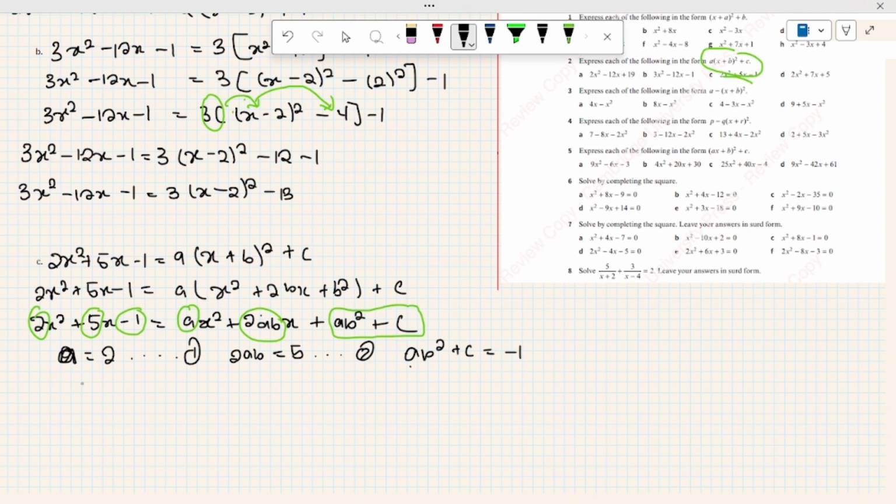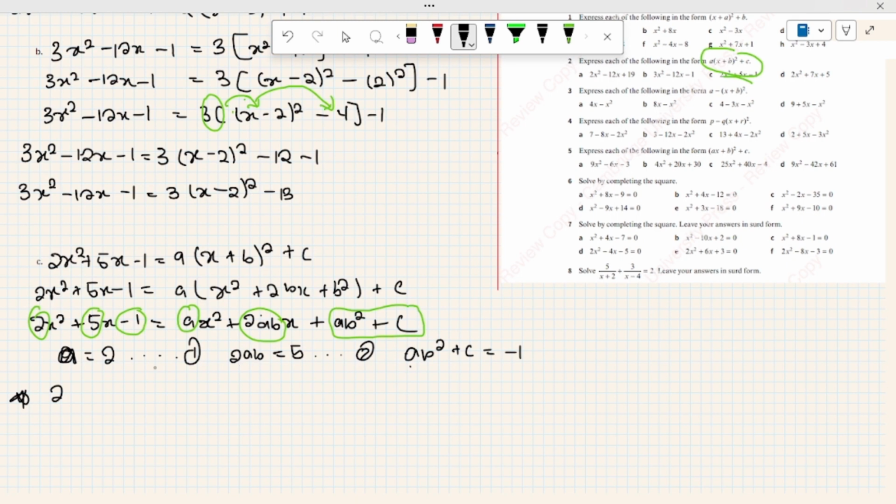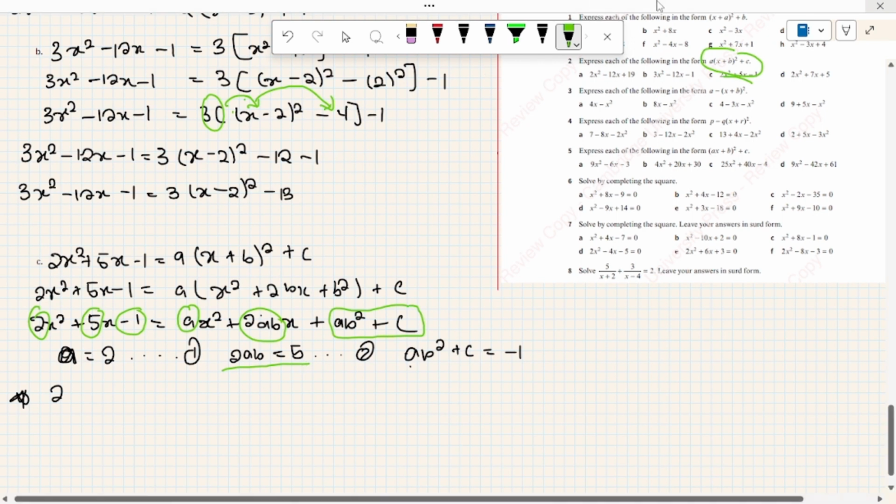To get the value of b, you're just going to substitute the value of a into the second equation. So now let's do it. This is the second equation. To find the value of b, we're just going to substitute the value of a where it's needed. Where there's a, you're going to put 2, because the value of a is equal to 2, right?